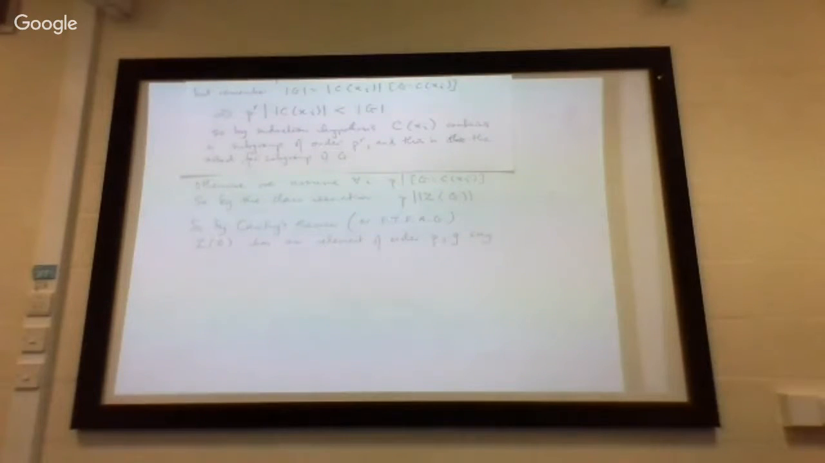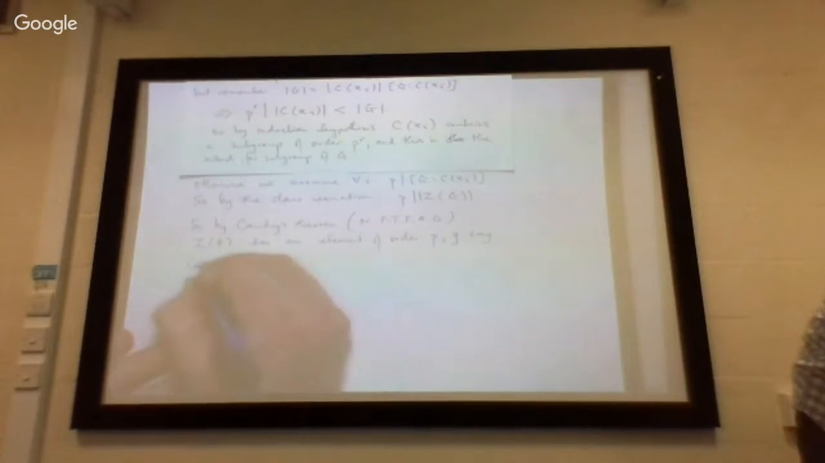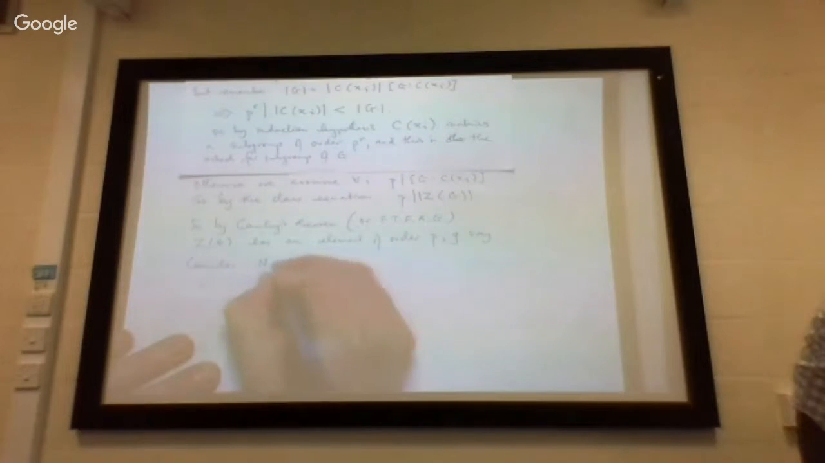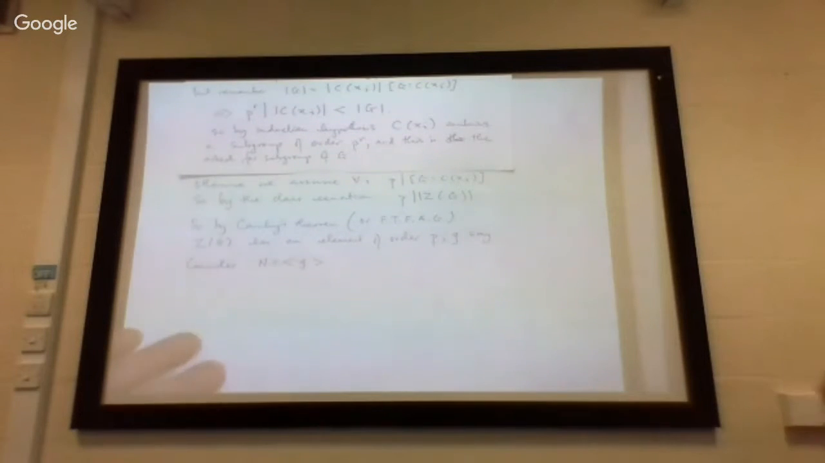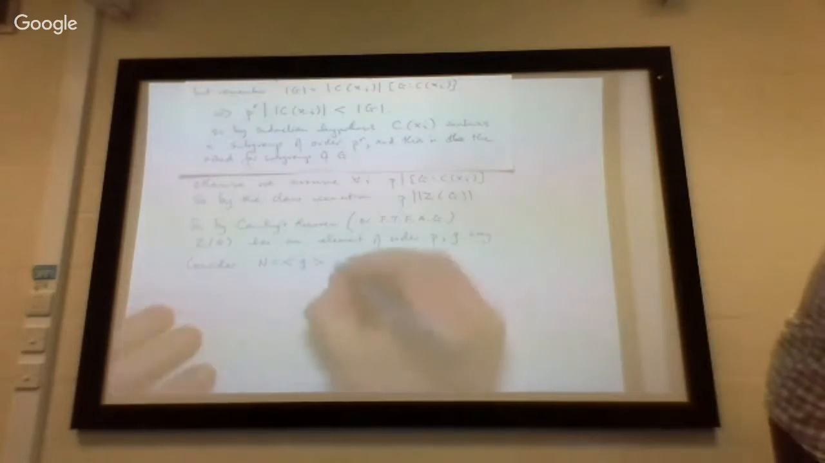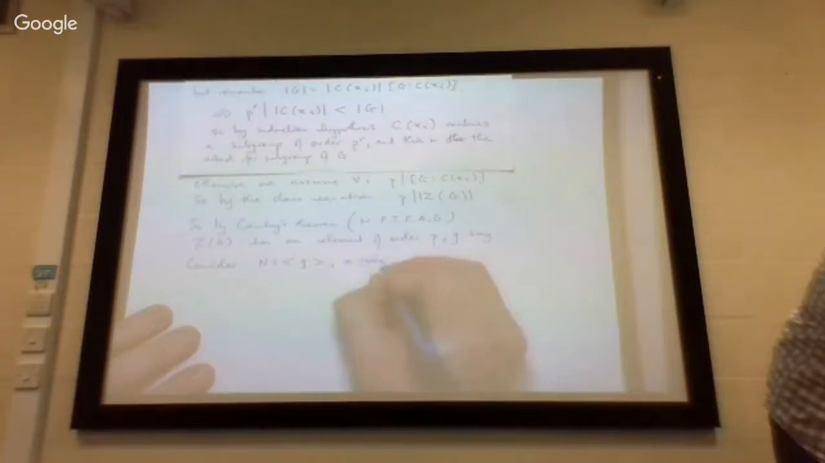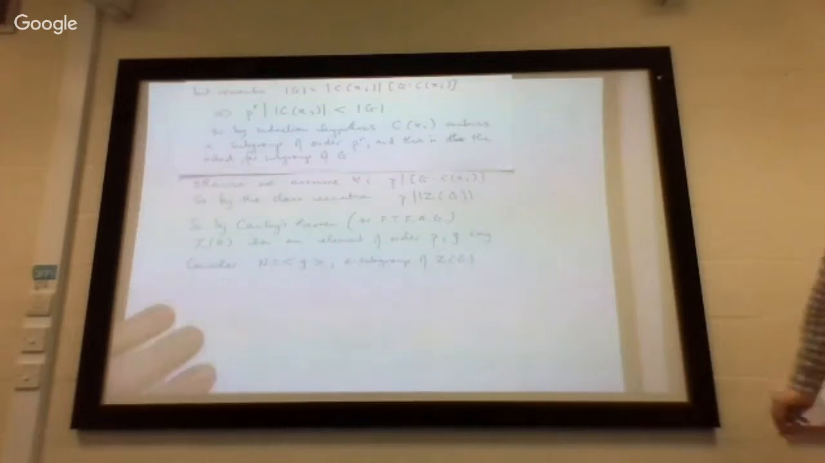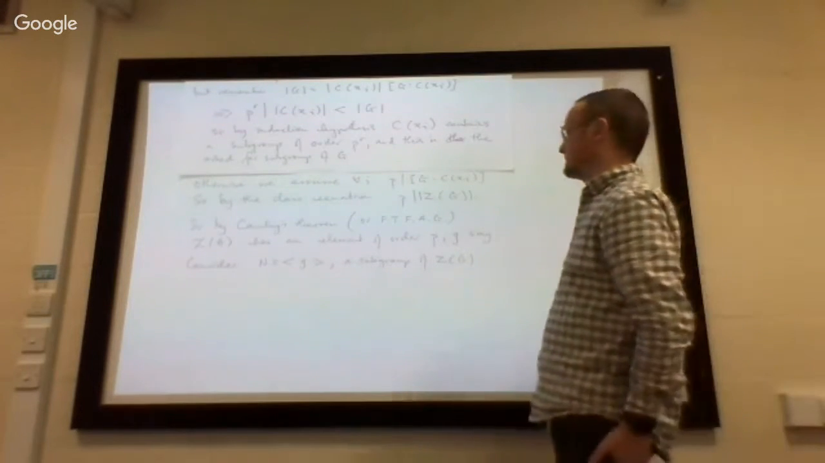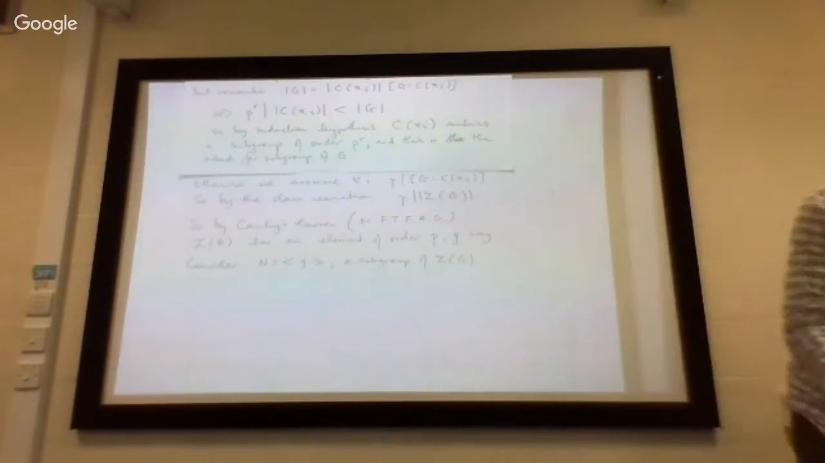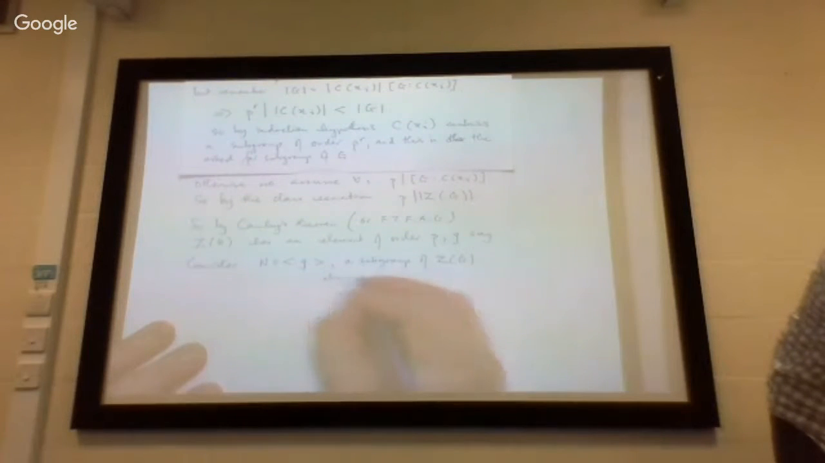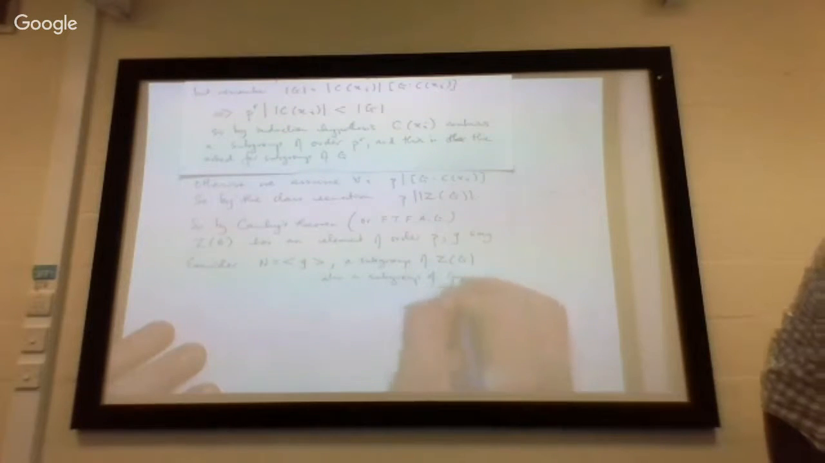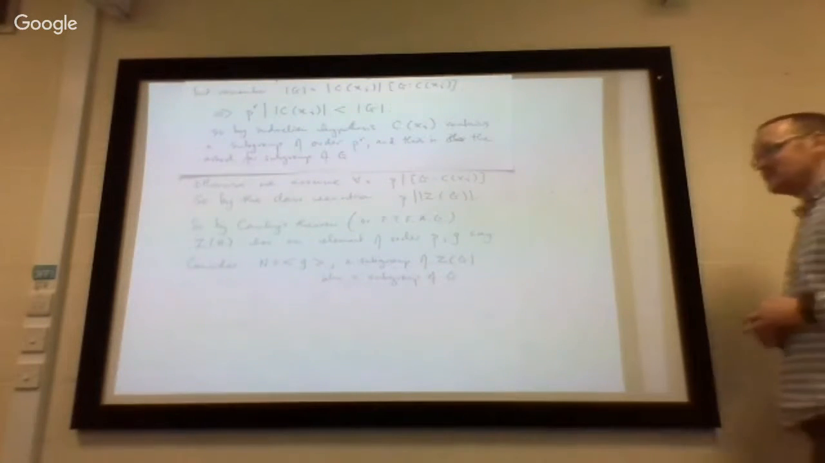So consider N, which we define as the cyclic subgroup generated by this element little g. This is a subgroup of the center. So of course, it's also a subgroup of G. Now, if we're going to use this to form a factor group, we need to know that it's a normal subgroup.